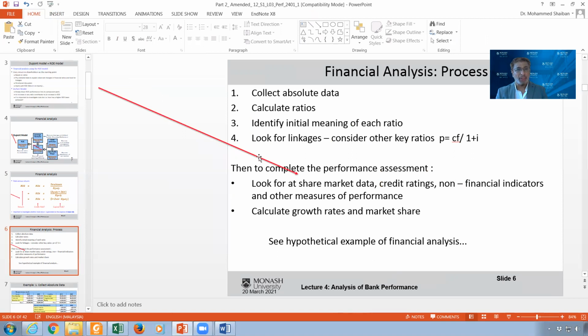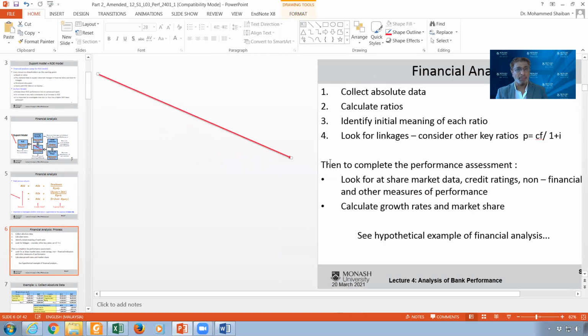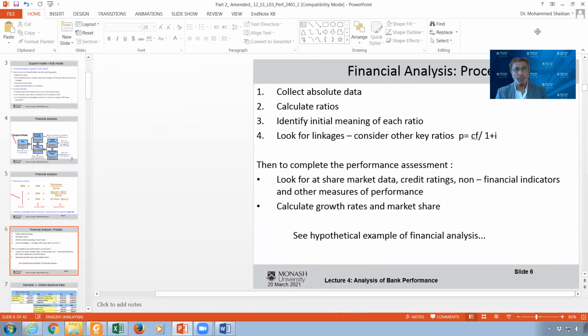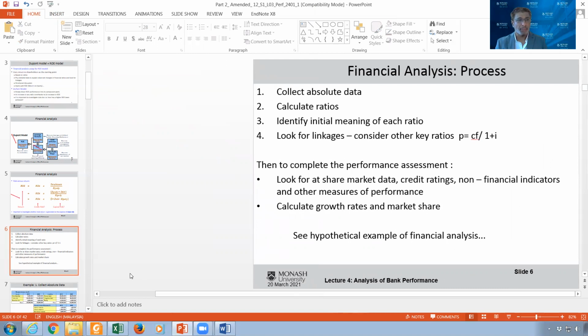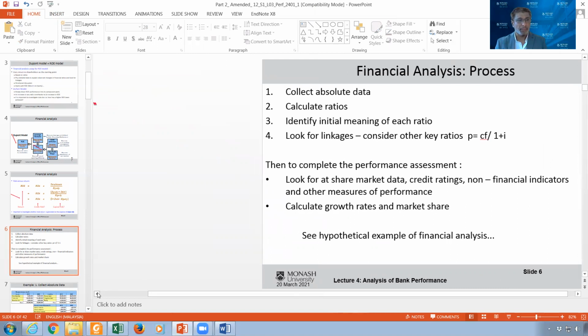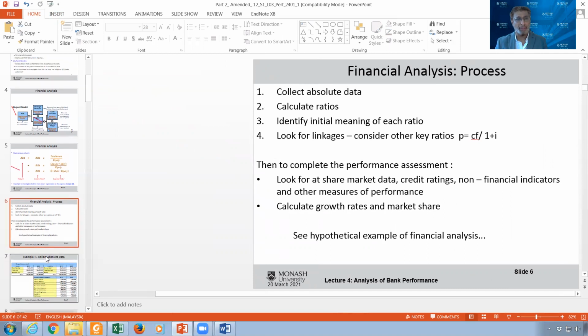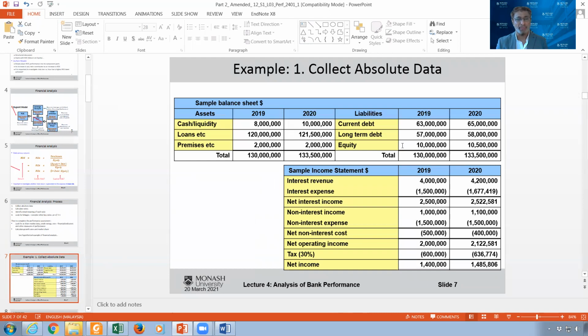Now let me come to here. Okay, so this is what we are talking about: collecting data and calculating ratios, and to complete, you have to do these things. Now let's look at this data.